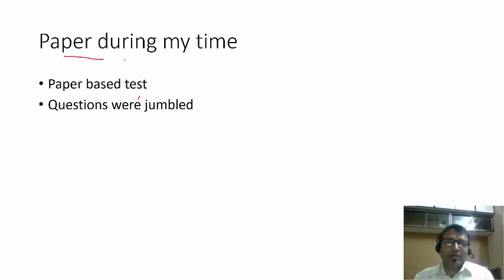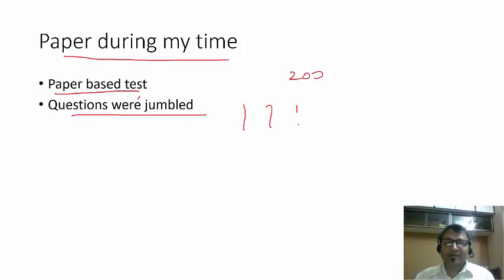Just a difference: during my time, the paper was a paper-based test. There were 200 questions. There were questions on visuals, logic, DI, maths, etc. But the questions were all jumbled. Now we have a section-wise paper, but at that time the questions were quite jumbled. So you had 5 questions of maths, 5 questions of logic, and so on. You might have to search for a maths question if you actually had to solve one. Today you directly get a maths question by going to the maths section. That's how it was.